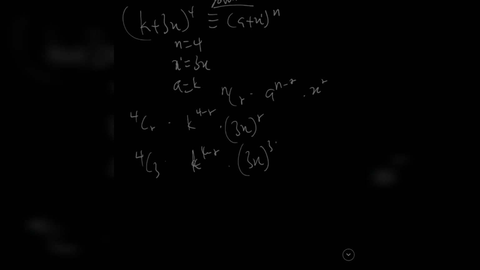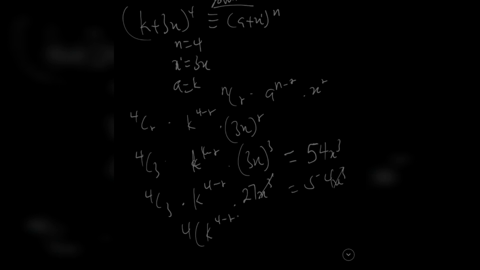Now this is the value of the x cube term, but from the question, the coefficient of this is equal to 54. So that means the x cube term is the same thing as 54 x cube. So we have 4 combination 3 multiplying k power 4 minus r. 3 cube is 27, so 27 x cube will be equal to 54 x cube. So definitely these x cubes will cancel out on both sides. 4 combination 3 is the same thing as 4. So 4 multiplying k raised to the power 4 minus r, multiplying 27 will be equal to 54. So we just have to solve for the value of k.